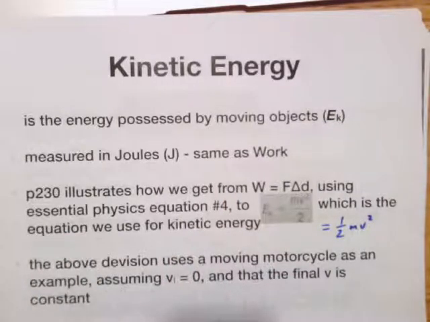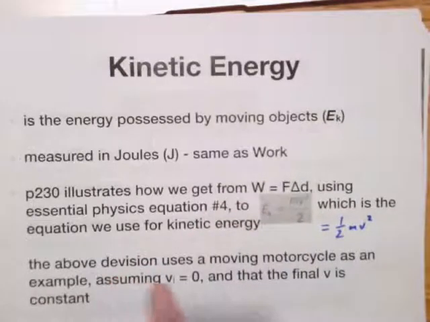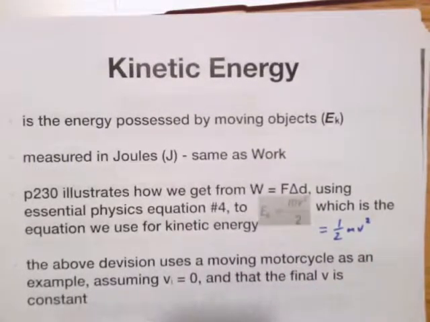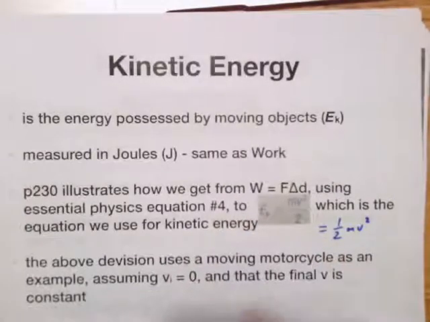Page 230 illustrates how we get from work equals force times distance, using essential physics equation number 4, to E_k equals mv squared over 2, which is the equation we use for kinetic energy. That's if you're interested in that. It's derived in the example by a motorcycle that starts at 0, and the final v is constant. So anyway, that's a little bit more for interest's sake, just so you know that work and energy are connected.